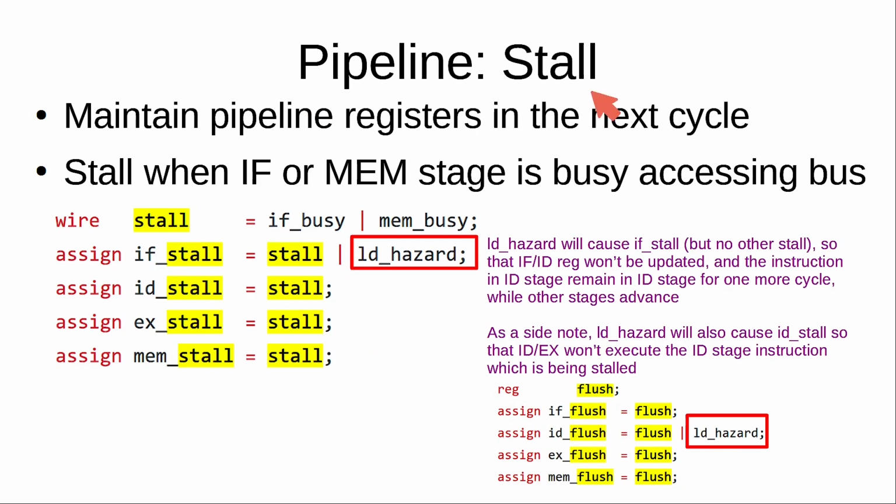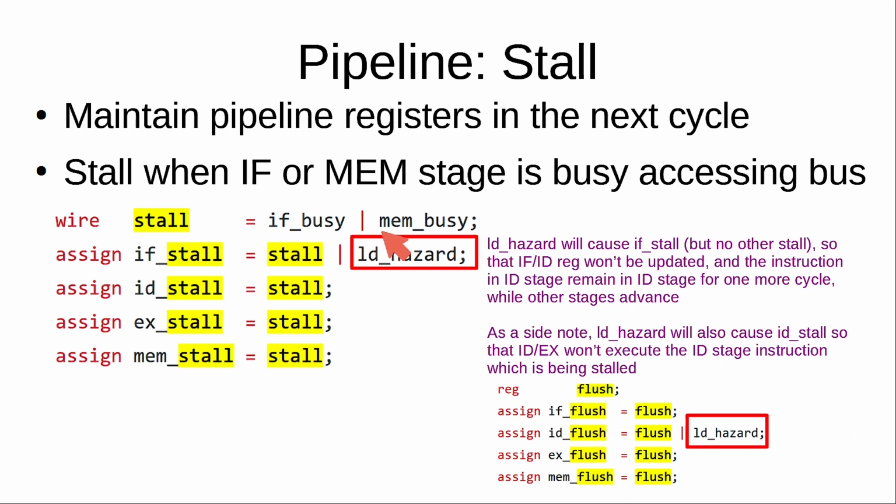Just now I mentioned the pipeline stall. So now it's time to talk more about it. A pipeline stall is nothing but maintaining the pipeline registers with their previous value, meaning they are not changing in the next clock cycle. One scenario where we need to stall is when both the instruction fetch stage and the memory stage are busy accessing the bus. This causes the pipeline to not be able to continue. That's why stalling is needed.